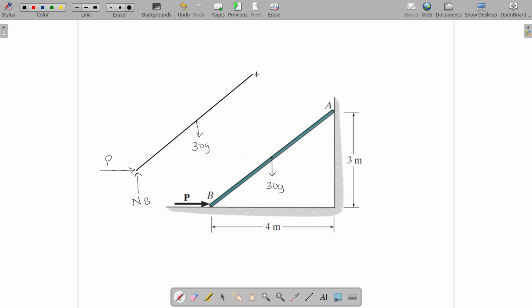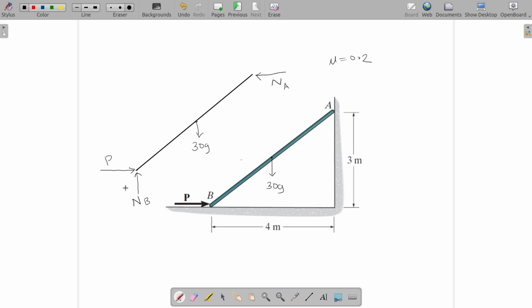Therefore this surface, this is actually a rough surface with a coefficient of static friction 0.2, if I remember correctly. So that means you have a normal force from the wall on the bar. How much? We don't know, we will call it NA. And you also have frictional force here. What will be the direction of friction?